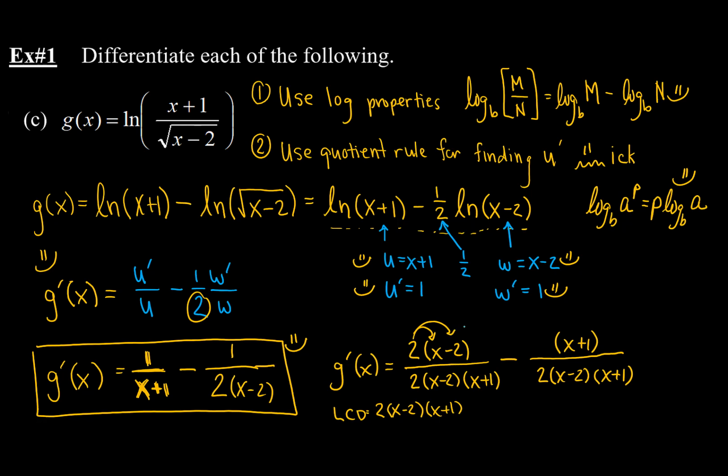Now I need to distribute this out and distribute out the negative sign and combine like terms. So I'm going to have 2x minus x, which is going to give me x, and negative 4 minus 1, which is going to give me 5. And then the denominator is that 2x minus 2 times x plus 1. And that's my derivative in a simplified fraction.